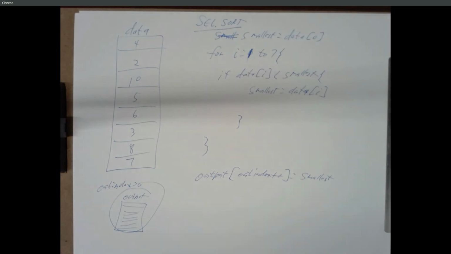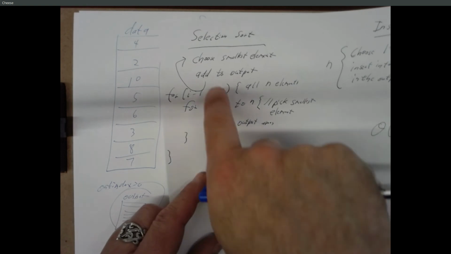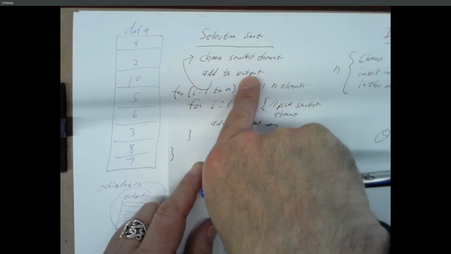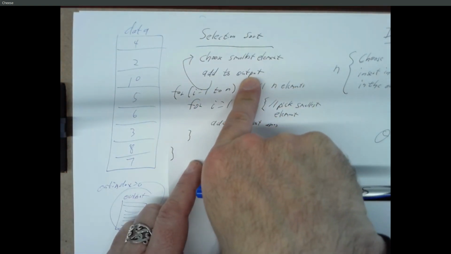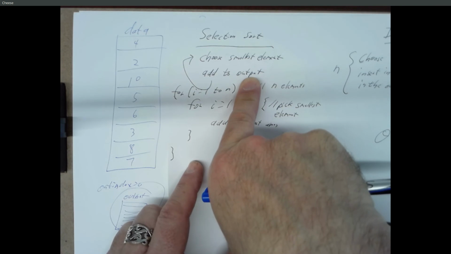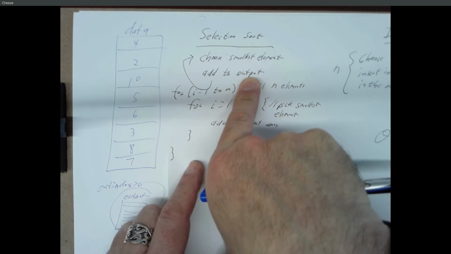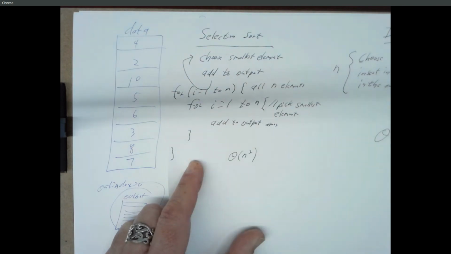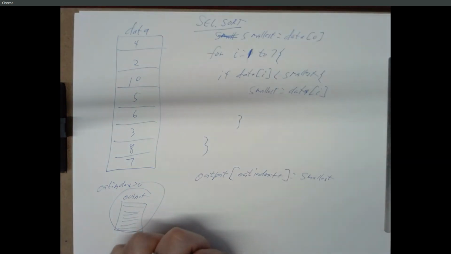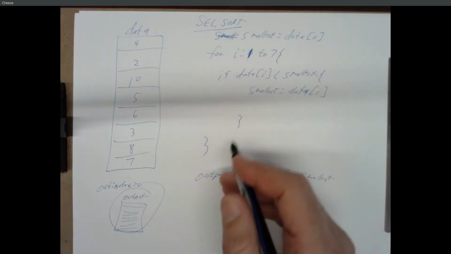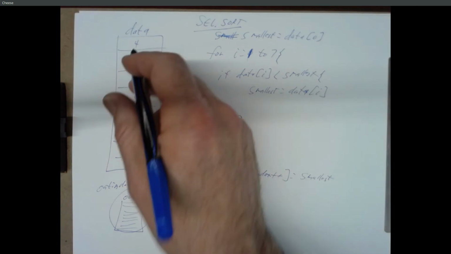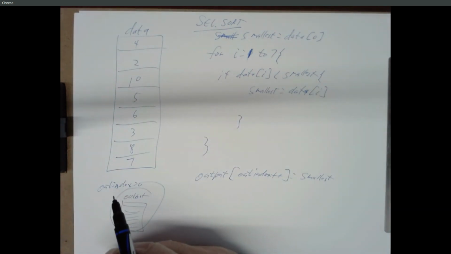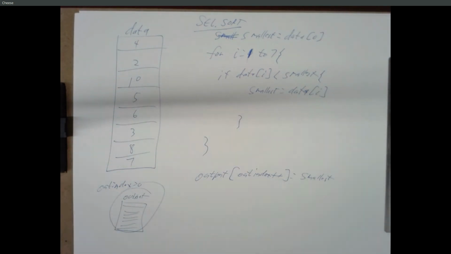But there's this business of choose the smallest element, add it to the output. We don't want to choose that smallest element next time we go through. We want to somehow know that we've already taken that element. We want actually the next smallest element. And the way this is written, every time we go through, we're going to end up picking the same smallest element.